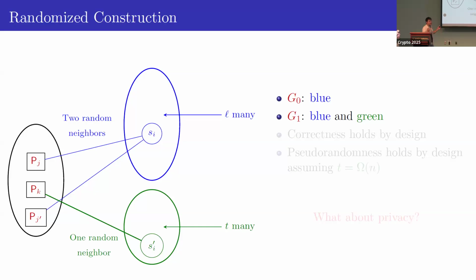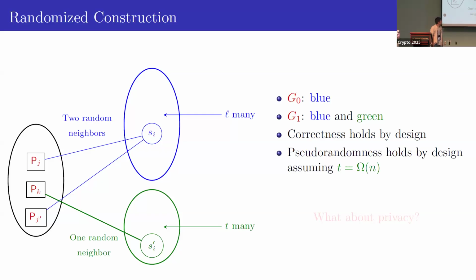Now, to check that this is a valid randomized combinatorial design, we need to check that the three properties that we insist on are satisfied. First, correctness will hold, because correctness means that G0 should only have even degrees, and this just holds by design because we sample each seed with 2 neighbors. The second thing is pseudo-randomness: we need that in G1, which is the blue part and the green part, each party has a dedicated seed. And it's not hard to see that if we sample enough seeds, T here, to be large enough, in particular order of n, then with high probability, each party will have a dedicated seed. So pseudo-randomness is also relatively easy to show.